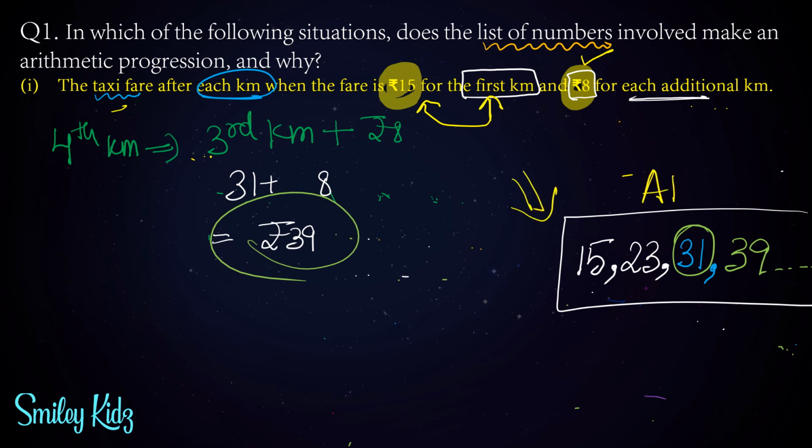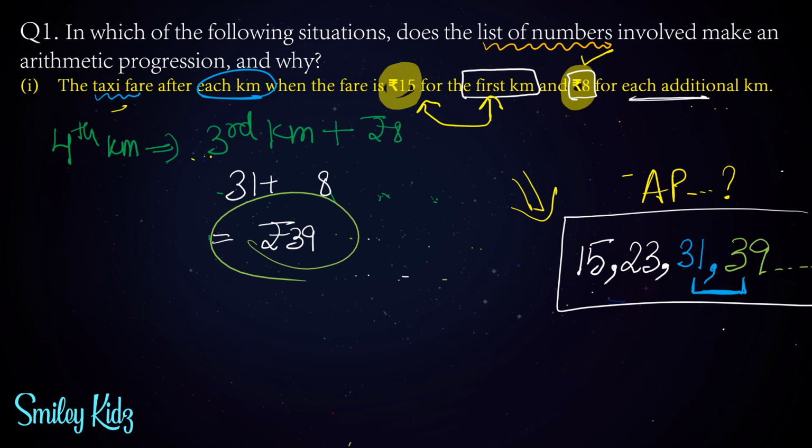Now I have received my set of numbers and I'm going to check whether this set of numbers is in AP or not. So how do I do that? Basically, if you have to check whether the given set of numbers is AP or not, then you have to check their common difference. Now, what is this common difference? Now, 31 is your third term and 39 is your fourth term.